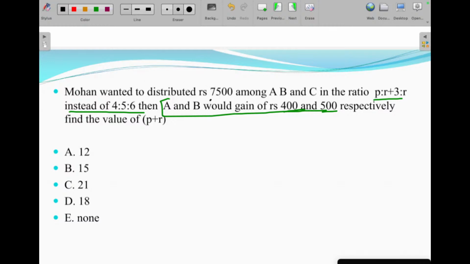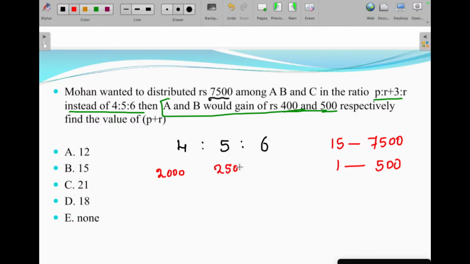Tell me, initially I have 7,500 rupees. I distributed 4 is to 5 is to 6. Very, very important is this. Tell me one thing. If I calculate this value, can I write 15 parts is equal to 7,500? Can I write 1 part is equal to 500? If 1 part is equal to 500, 4 parts, A will get 2,000 starting. Then B will get 2,500. Then C 3,000. I gave like this starting.